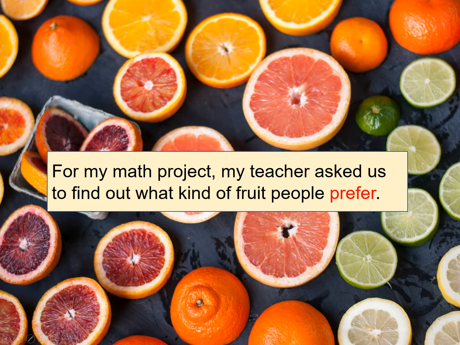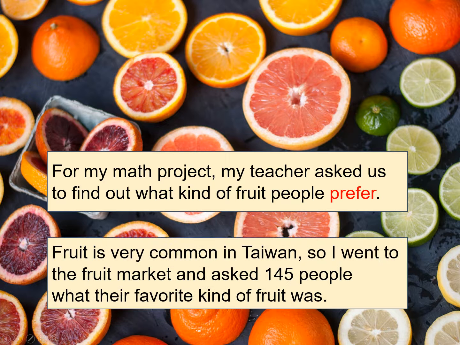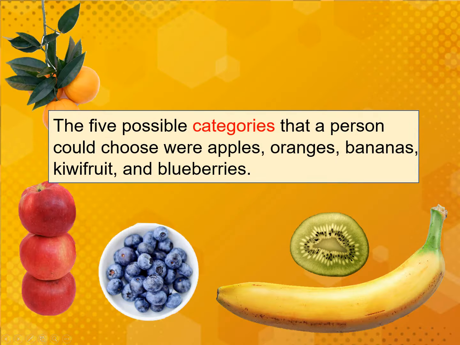For my math project, my teacher asked us to find out what kind of fruit people prefer. Fruit is very common in Taiwan. So I went to the fruit market and asked 145 people what their favorite kind of fruit was. The 5 possible categories that a person could choose from were apples, oranges, bananas, kiwi fruit, and blueberries.